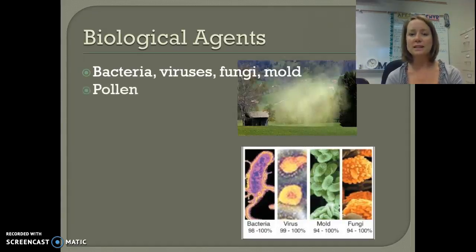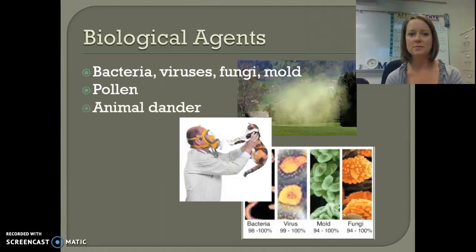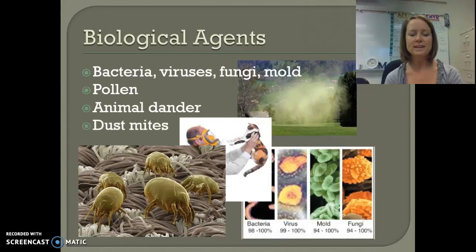Okay, biological agents. These are our bacteria, viruses, fungi, and mold. It can be pollen, which we know creates some respiratory issues certain times of the year. Animal dander, if you're allergic to cats or other animals. And dust mites, which are these teeny tiny little organisms that live in your carpet, your mattresses, your sheets, and they feed on the dead skin cells that you shed every day.